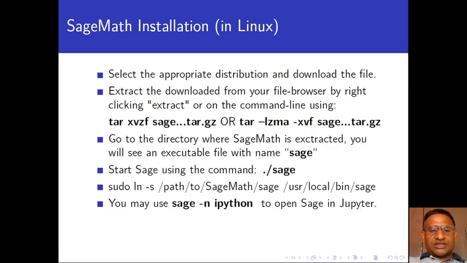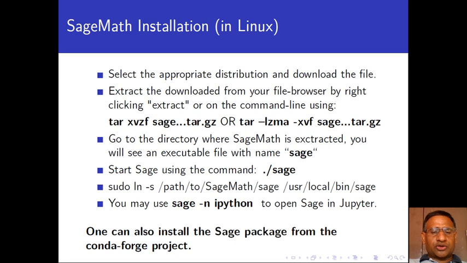If you want to start the Sage IPython notebook, then you can give the command sage space -n ipython. -n stands for notebook. So this will start a Jupyter notebook in your web browser.